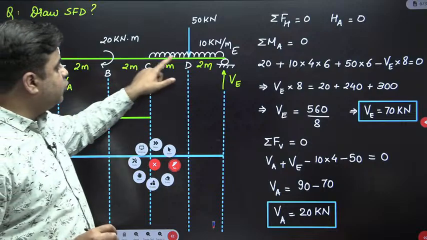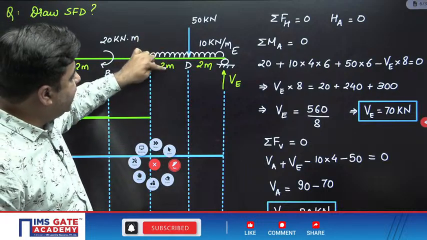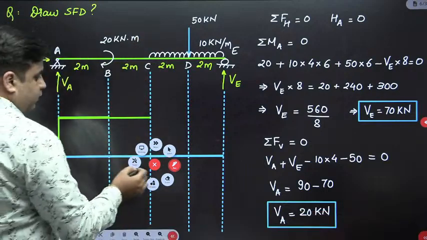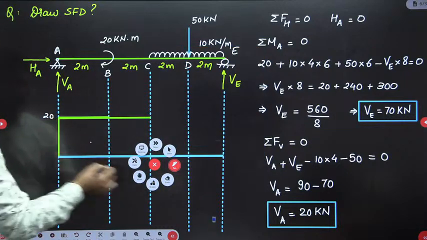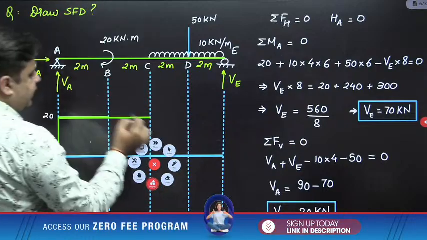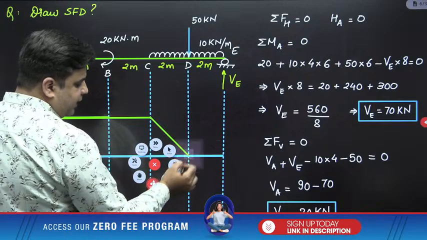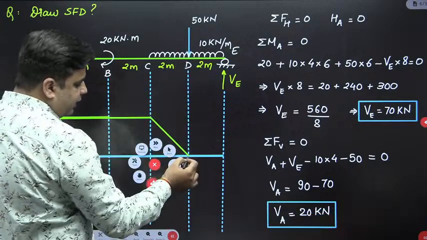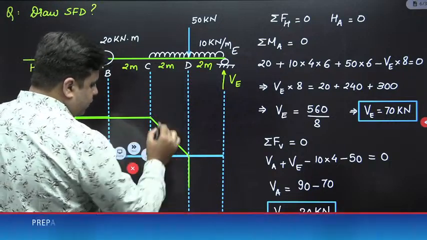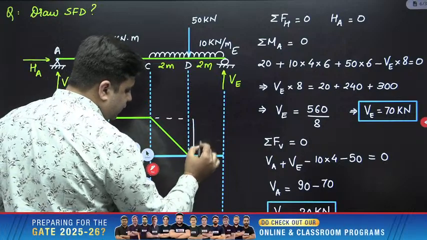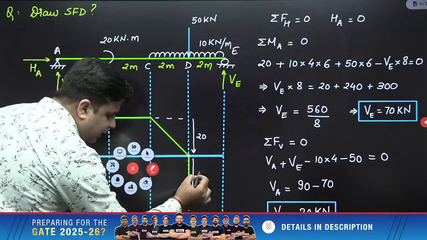Now from C to D, UDL is acting downward, so you need to move down by the amount of 10 into 2, which is 20 kilonewton. Between point C and D, you need to move down by the amount of 20 kilonewton. So again you will reach back here at 0. Then you have a downward acting point load of 50. So you need to move down by the amount of 50 here. Then again you need to move down by the amount of 50.